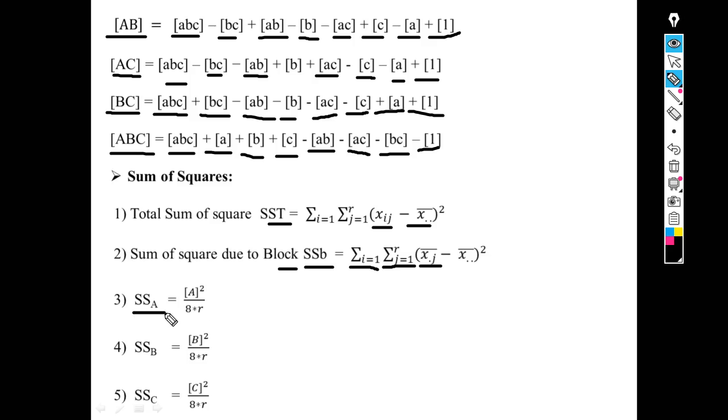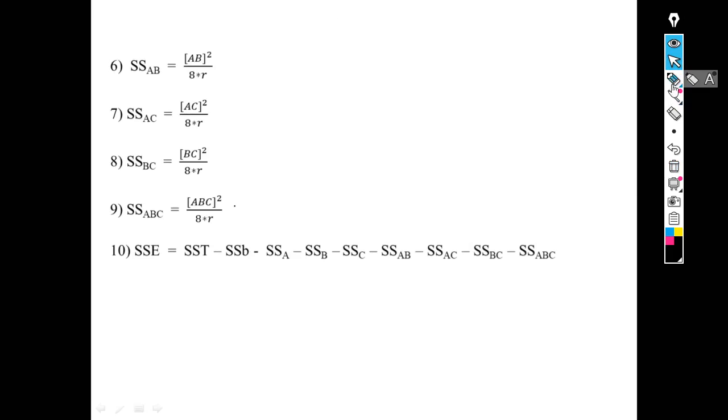Then next is the sum of square for factor A. It is denoted by SS subscript A, and it is the factorial effect total for factor A, square, upon 8 into R. So here we have already discussed the expression for this. Our formula to find this is the factorial effect total for factor A divided by 8 into R, since 8 is the number of treatments and R is the number of replicates. Then the sum of square due to factor B or main effect B is SS_B, and it is [B] square upon 8R. Then third is the sum of square for main effect C. It is SS_C, and it is [C] square upon 8 into R.